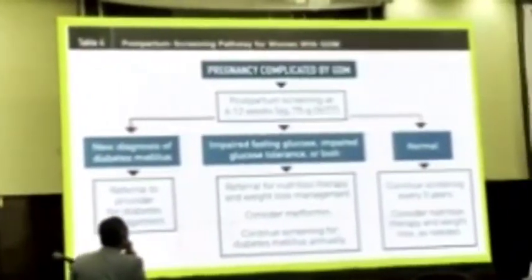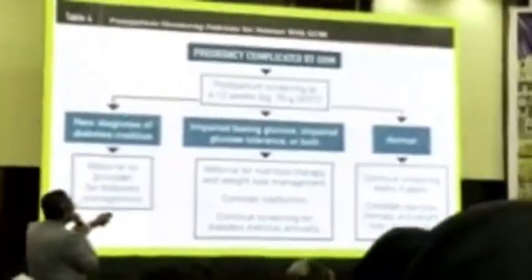After delivery, postpartum screening is usually at 6 to 12 weeks by 75 gram oral glucose tolerance test. If it is normal, you have to continue screening every 3 years. If the glucose tolerance test is impaired, impaired fasting glucose or impaired glucose tolerance, you have to refer for nutritional therapy and weight loss management. If it is newly diagnosed as diabetes, you have to refer for the treatment of diabetes.